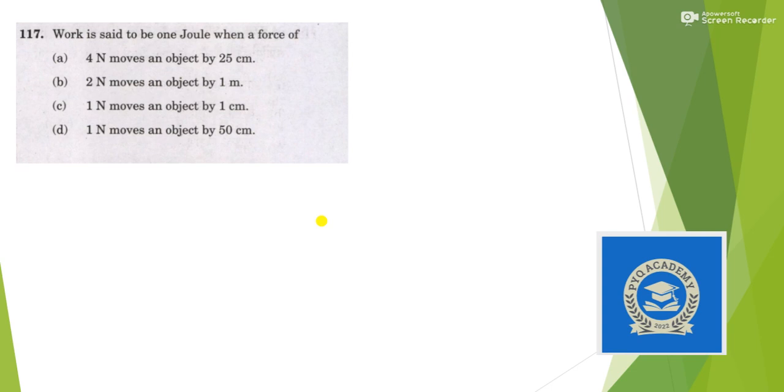The next question, work is said to be 1 joule when a force is. Simply this is asking, calculate work, in which of the following cases work will be 1 joule. Okay, we know the formula work equals force into displacement. Okay, so here you can see, let's try to solve. In first case, it is given in centimeters, so if we convert this in meter, it will become 4 into 1 by 4 meter, so it will become 1 joule.